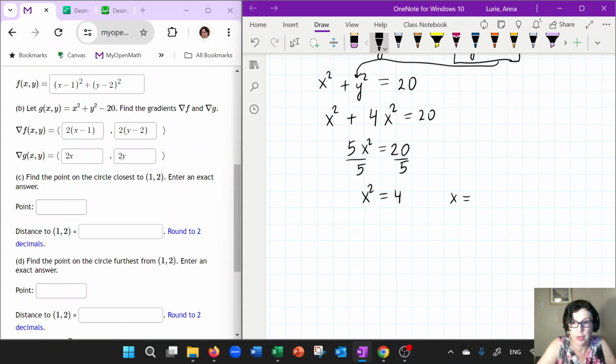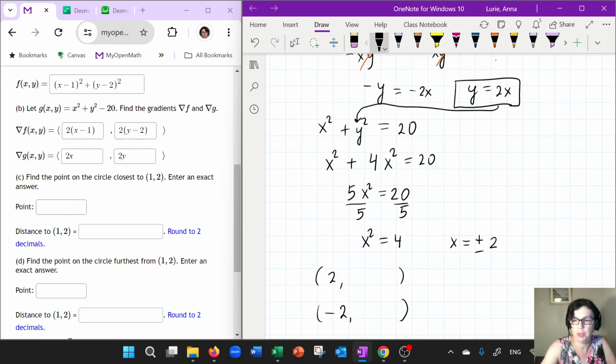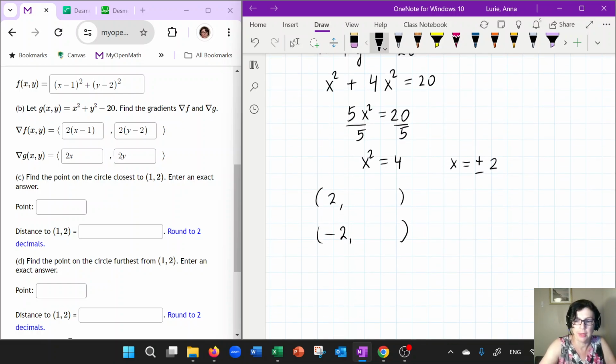For me, though, I have 2, and also -2, because when you square a number, the negative goes away. So it looks like for me, I have x equals 2 and x equals -2. But what about y? Well, we remember that there was a connection between y and x, y equals 2x. So we're just going to double each coordinate. So that's just going to be 4. And then we're going to double this one, so that'll be -4.